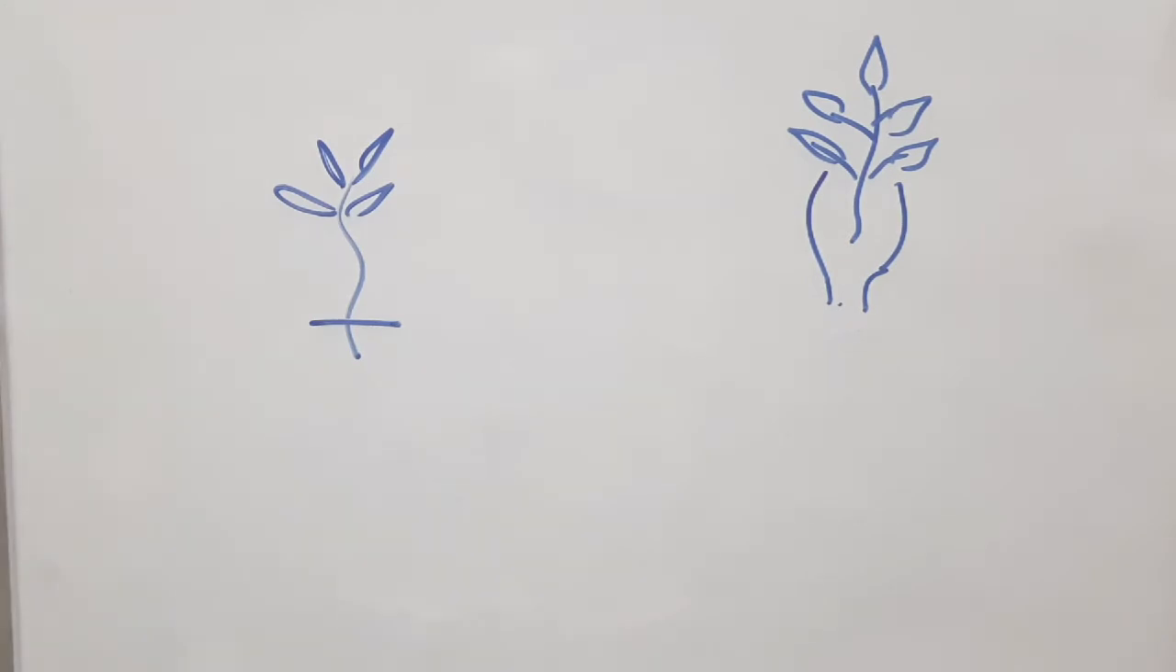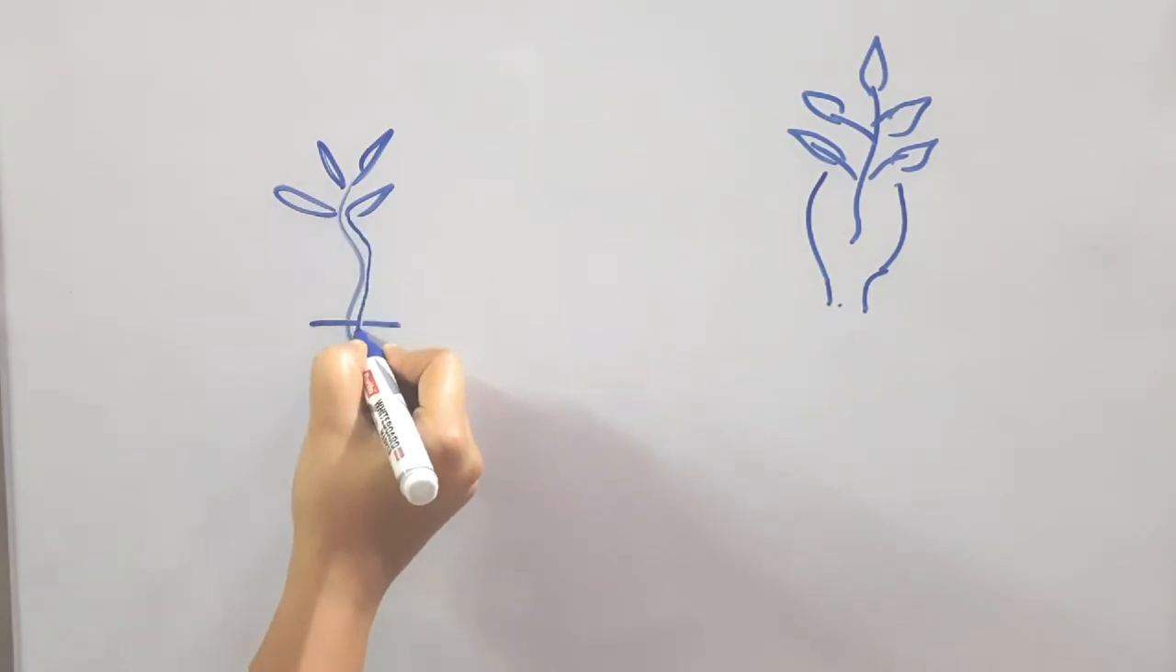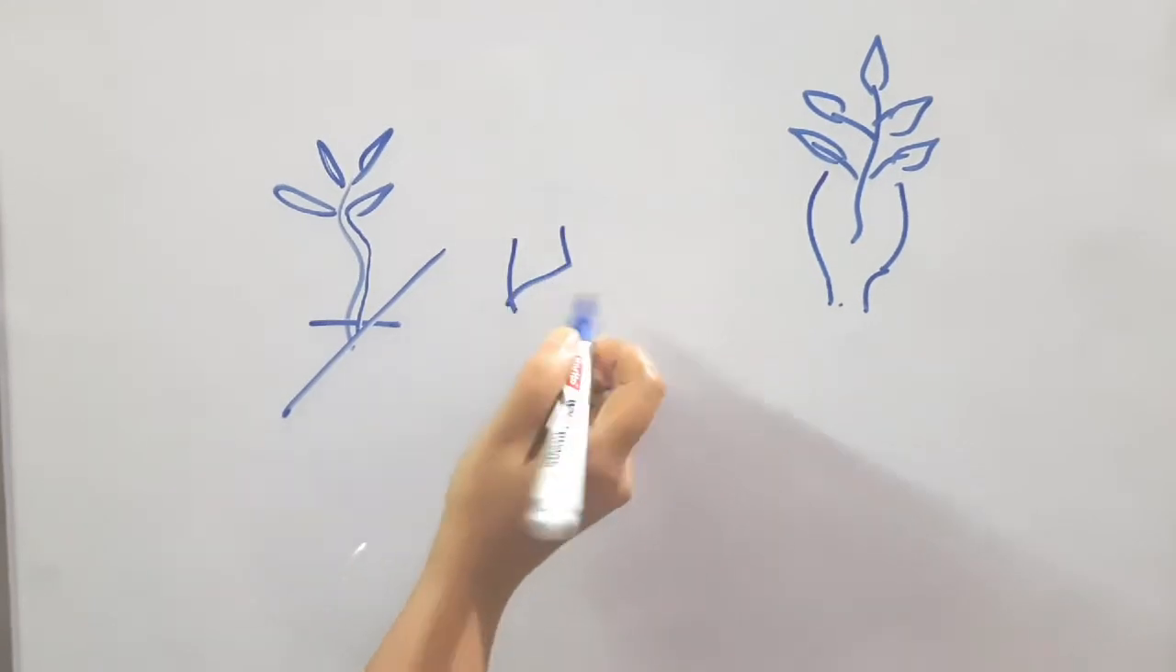Then what happens? The twig should be cut obliquely to allow large surface for the water intake. The twig should be cut like this. Obliquely means the stem should be like this.